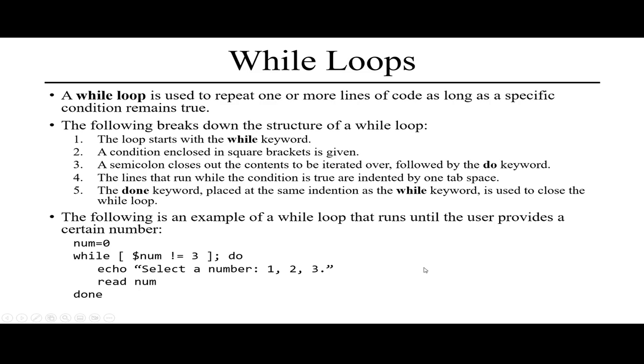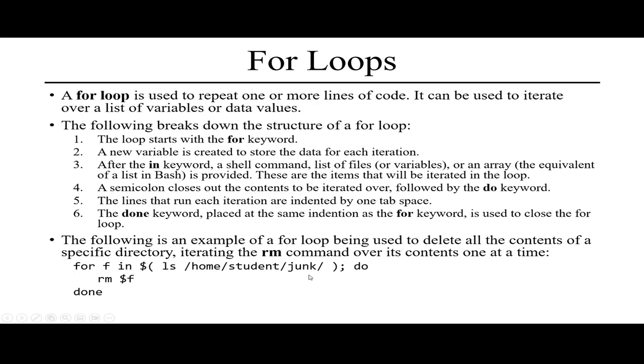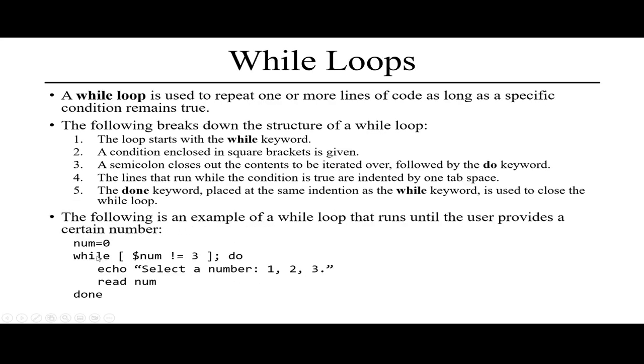A while loop is used to repeat one or more lines of code as long as a specific condition remains true. Now this is a little bit different from a for loop, which is more for iterating over a list of things. So basically we set a condition with a while loop. A while loop is similar to an if statement where there's a condition to be met. So we set a variable here, and while this statement is true, then you keep doing the commands within the while loop. While loops are structured very similarly to for loops.